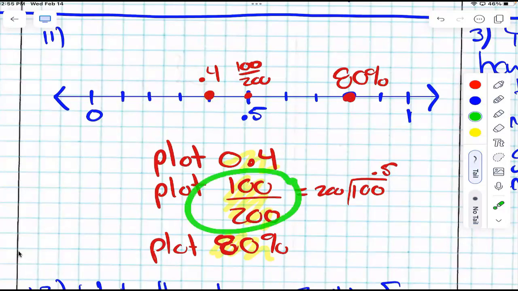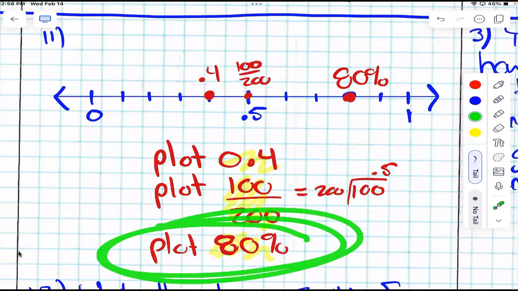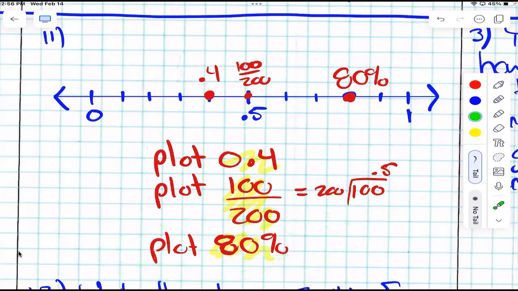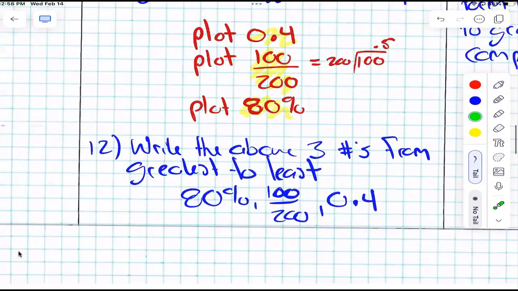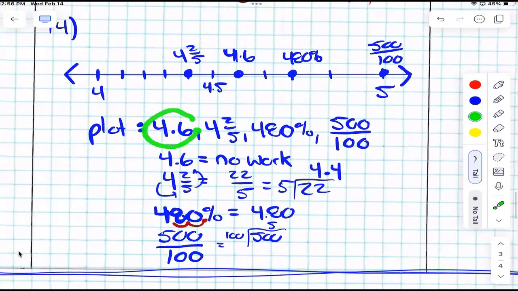But 100 over 200, we need to get this into decimal form, yeah? Yeah. What do we do? Could you use your calculator? Yes. And we found out that 100 over 200 is actually 0.5, yes? Yes. And then 80%, we need to convert that to a decimal as well, yeah? So we showed our work and we found that 80% is the same as 2 bunny hops to the left, which is 0.8, yes? And 0.8 is right here on the number line. We good?